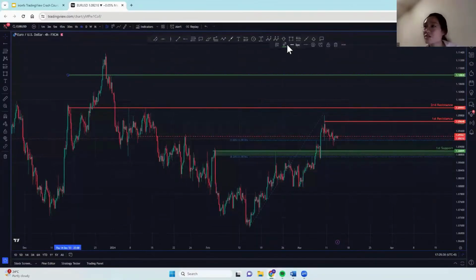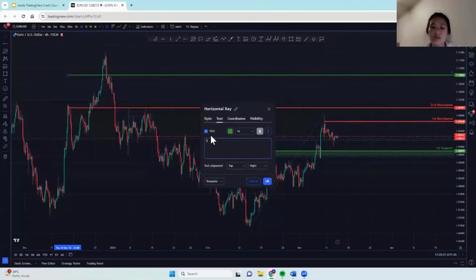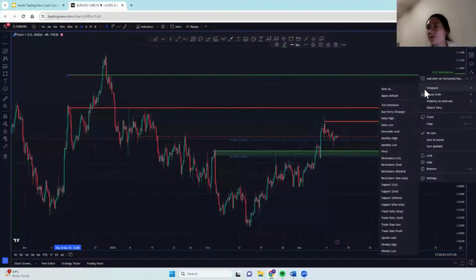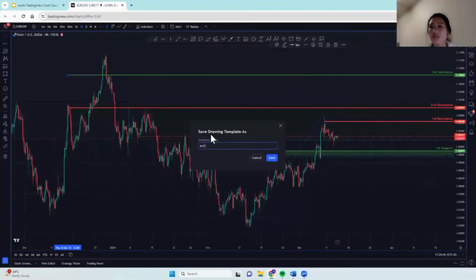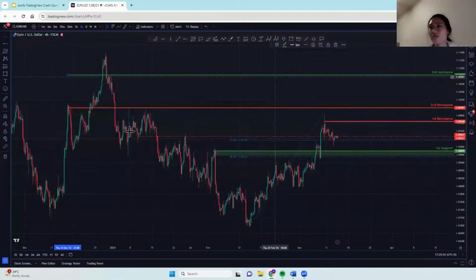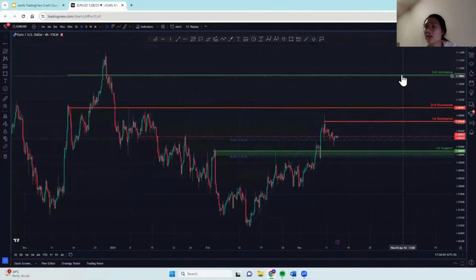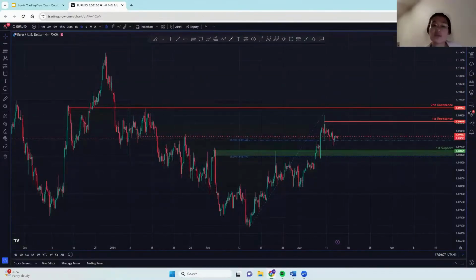I think I didn't save it earlier. Okay, so this is the third resistance, so I'm going to save this, save as third. So again, every time I want to use it, I just click on this and it will pop up here. So that's how we label the first and second support and resistance levels.